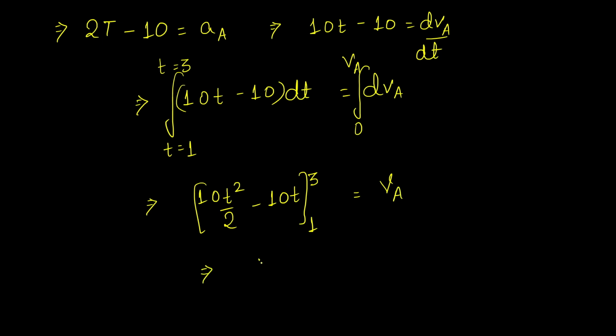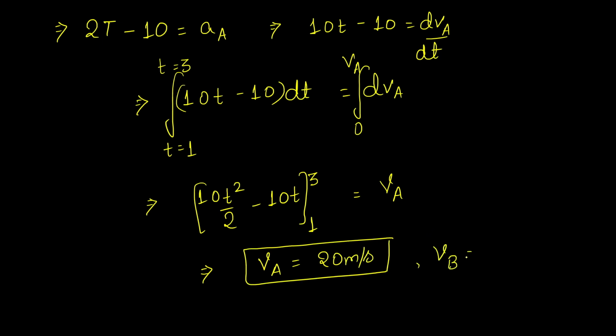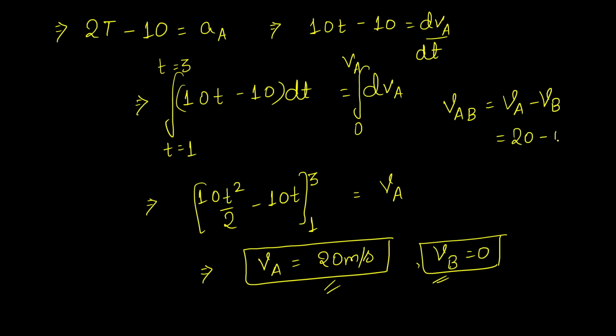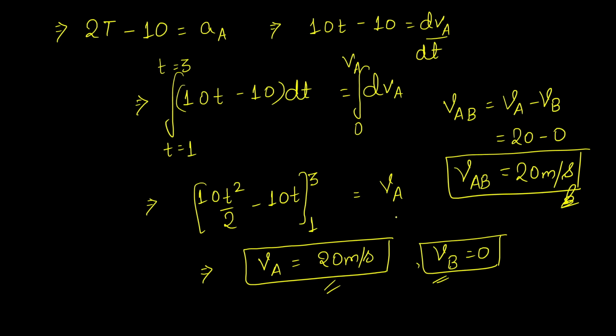Upon solving this, you will find VA as 20 meters per second, and VB is already 0, that we have discussed. And the question was that we need to find the relative velocity between B and A. So now we have the velocity of A and the velocity of B. The relative velocity, velocity of A with respect to B, will be equal to VA minus VB, that is 20 minus 0, which is nothing but 20 meters per second. That is the answer. So this is the simplicity of solving complicated questions.